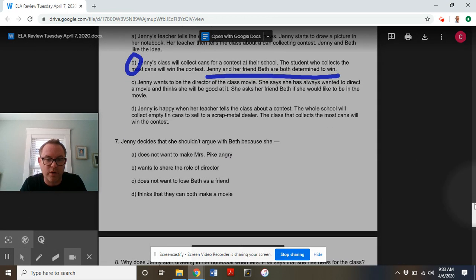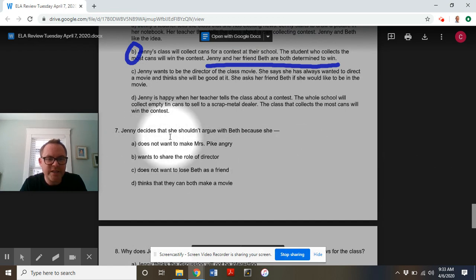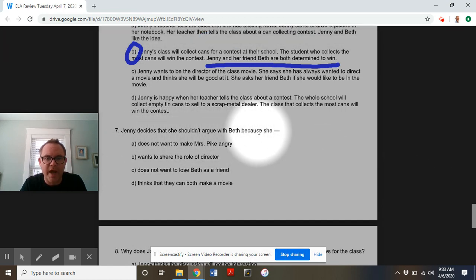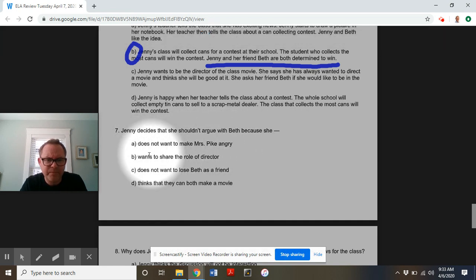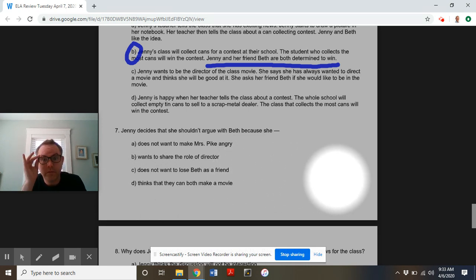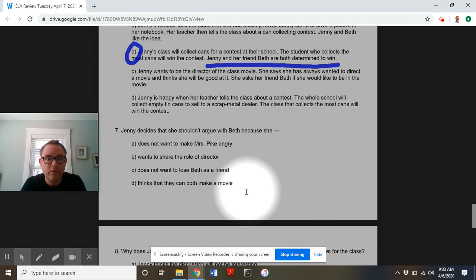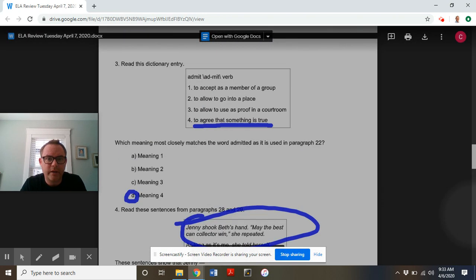Question 7, last one on this page. Here we go. Jenny decides that she shouldn't argue with Beth because she does not want to make Mrs. Pike angry, wants to share the role of director, does not want to lose Beth as a friend, or thinks that they can both make a movie. What do you think? Which one? Well, let's go back and see if you're right.